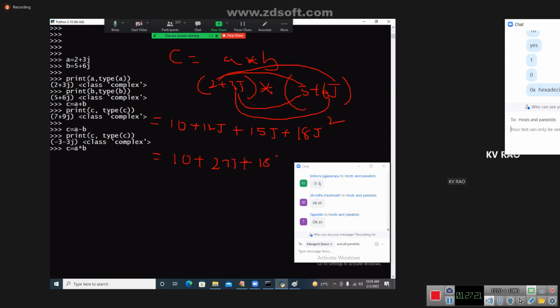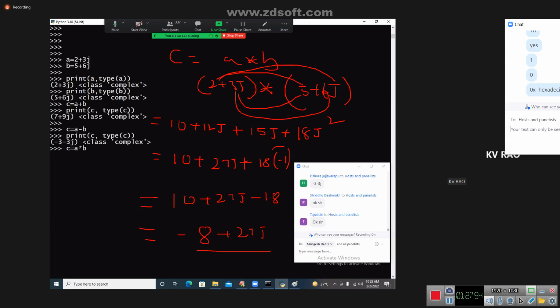18 into minus 1. 18 into minus 1. It is not 1. It is minus 1. 10 plus 27j and then minus 18. Minus 18. Coming to the next, minus 8 plus 27j. This is the answer.